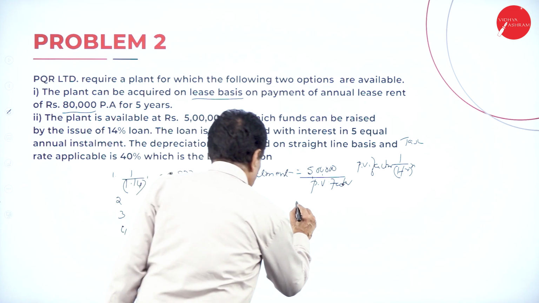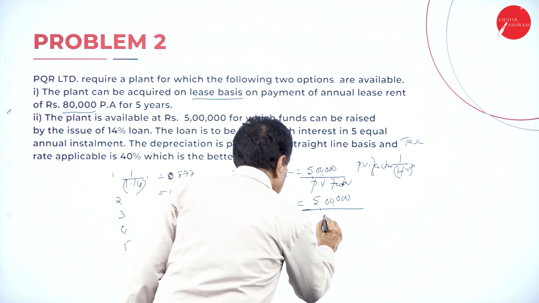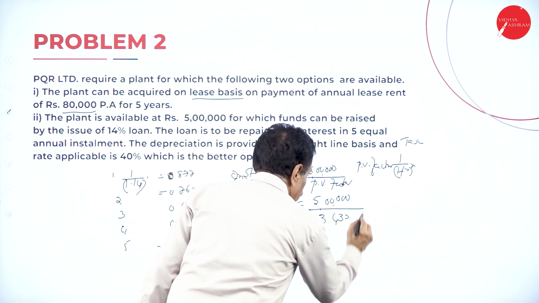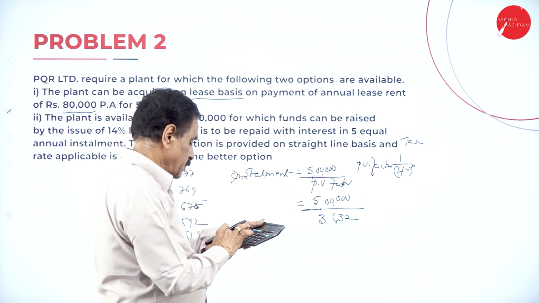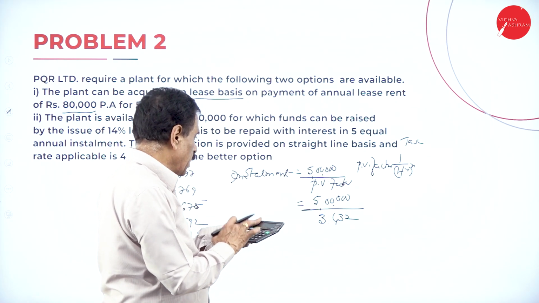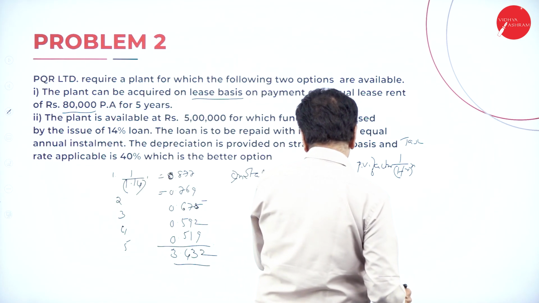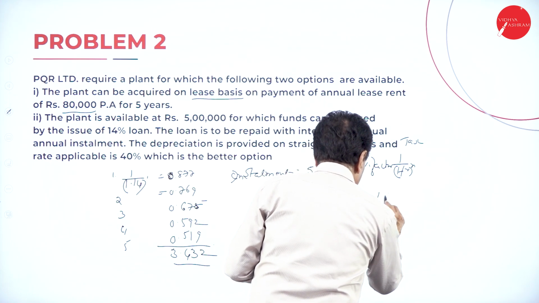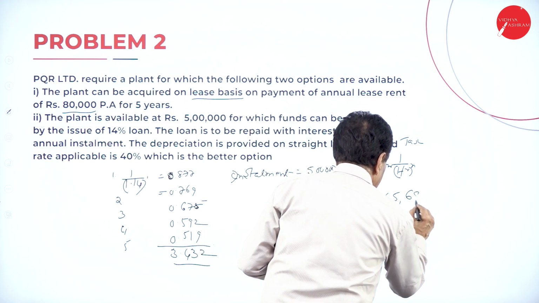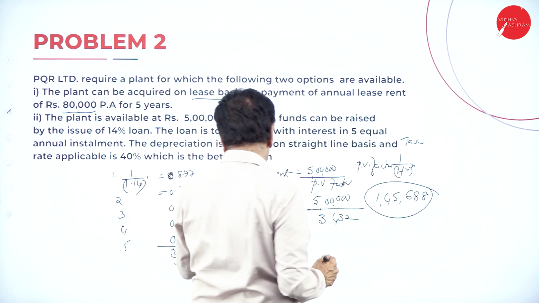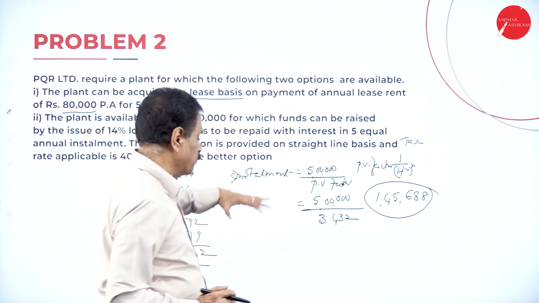That is, 5 lakh divided by 3.432. So 5 lakh divided by 3.432 gives 1 lakh 45,688 for every installment. He has to pay 1,45,688 every installment. This is the procedure of calculating the installment.